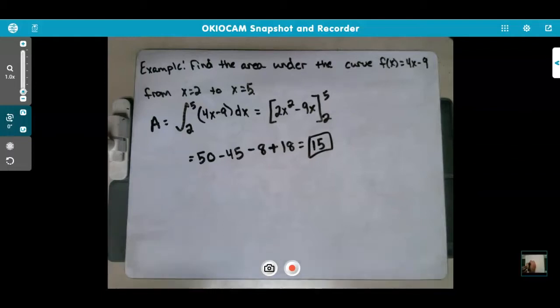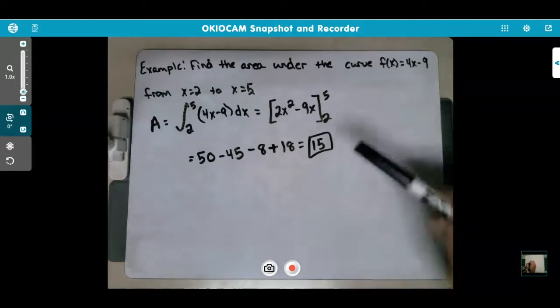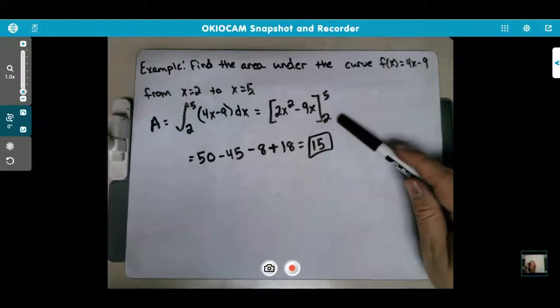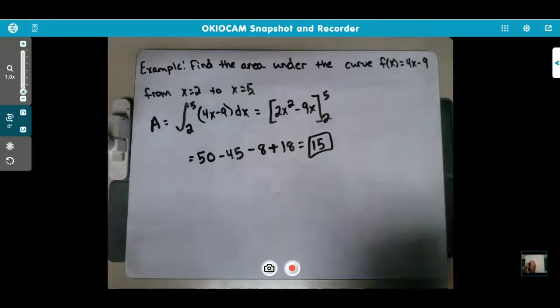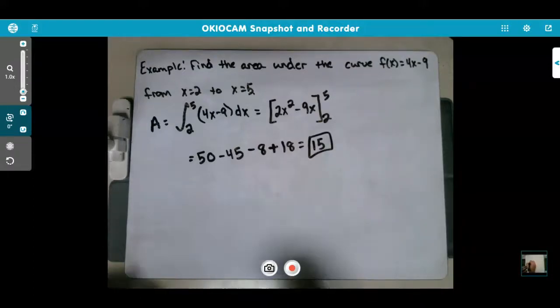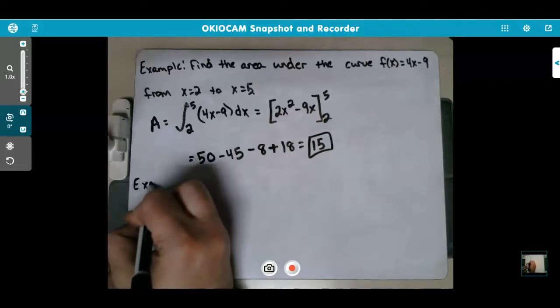So my point here is now, instead of having to do all of those rectangles like we have done, I can do this instead, and it is a lot less work, and it will be exactly right. One more example, and then we will be done with this section.